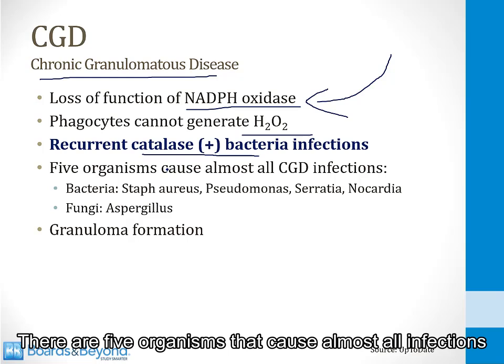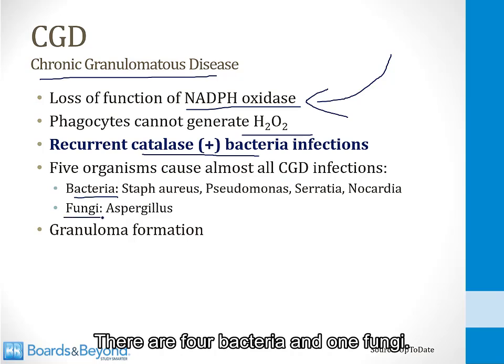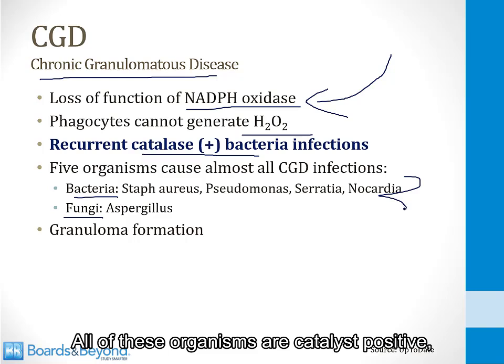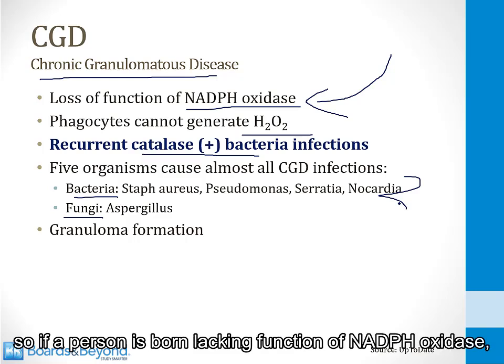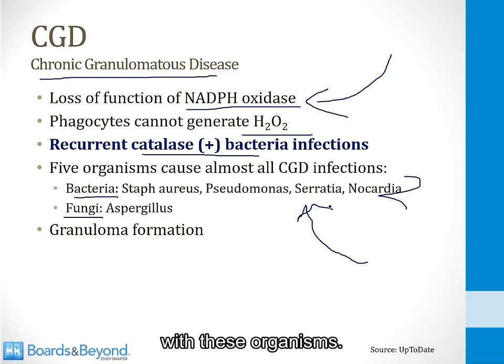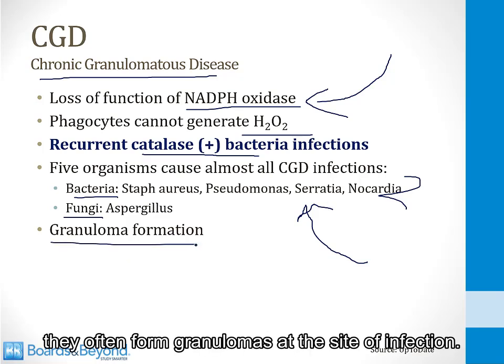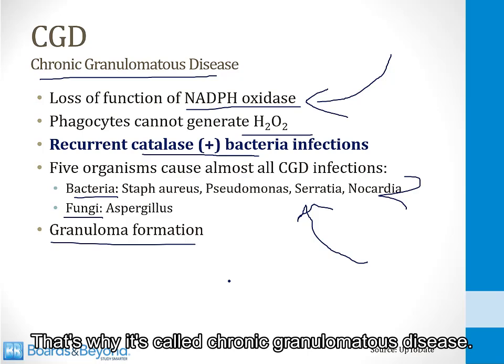There are 5 organisms that cause almost all infections in chronic granulomatous disease, and I've written them on this slide. There are 4 bacteria and 1 fungi. All of these organisms are catalase positive. So if a person is born lacking function of NADPH oxidase, they are susceptible to recurrent infections with these organisms, and as a result, when they get an infection with one of these organisms, they often form granulomas at the site of infection. That's why it's called chronic granulomatous disease.